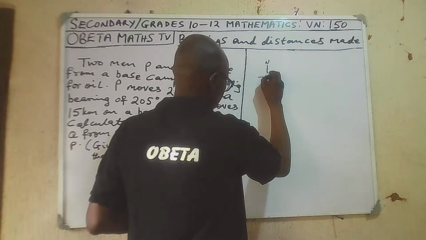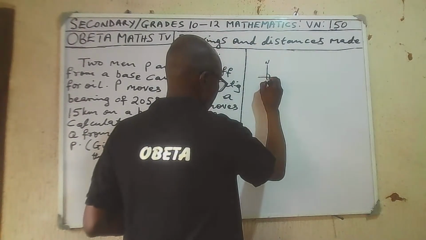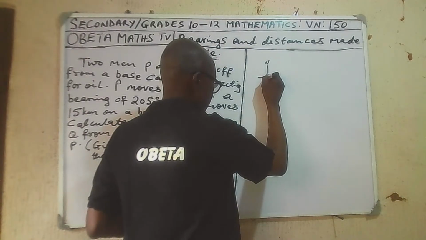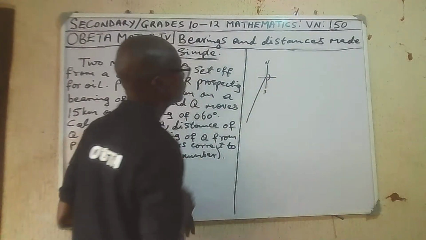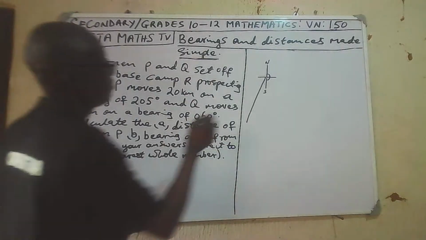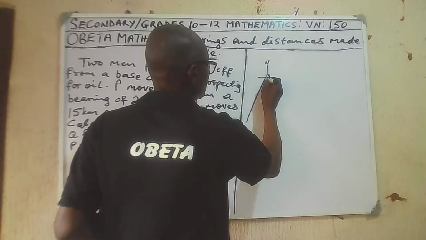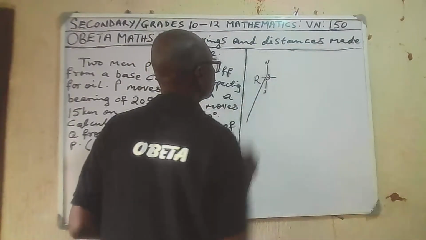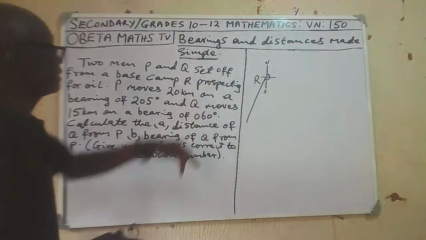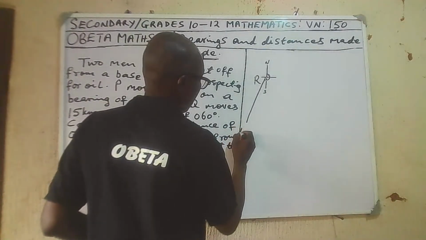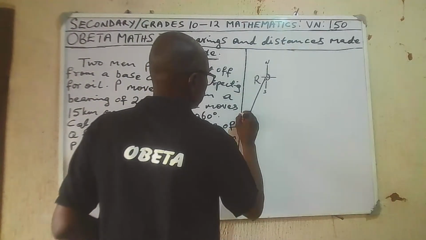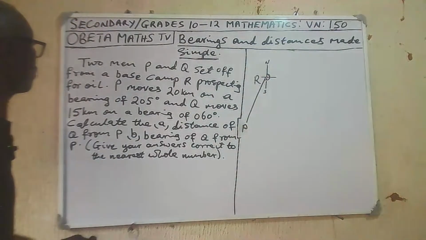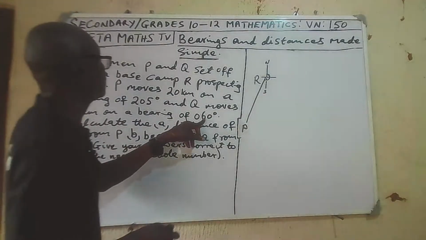205, you start from here, 90, 180, 205 will be within this. So let's take it to be this. That means we are talking of from here to this line. And remember that the origin is R. P moves in that direction. This should be our P. And then Q moves 15 kilometers on a bearing of this.